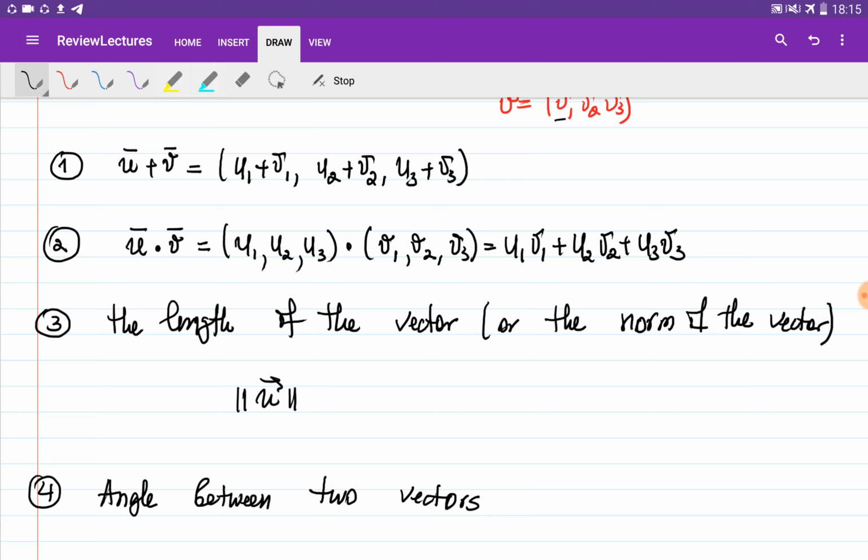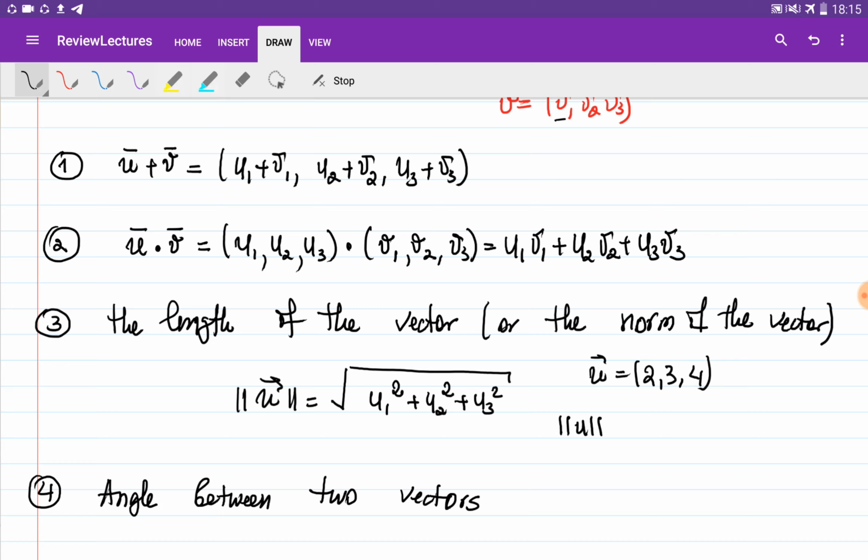So we can find the lengths of the vectors. If a vector is given with the components u1, u2, u3, its length is going to be equal to u1 squared plus u2 squared plus u3 squared, and then we need to take the square root of this. For example, if the vector is given with the components 2, 3, and 4, its length, or sometimes we call this the norm of the vector, it's going to be 2 squared plus 3 squared plus 4 squared. This is going to be the square root of 29.